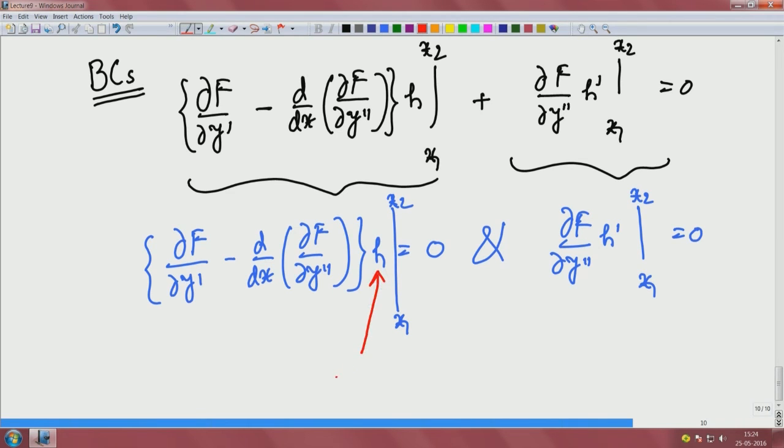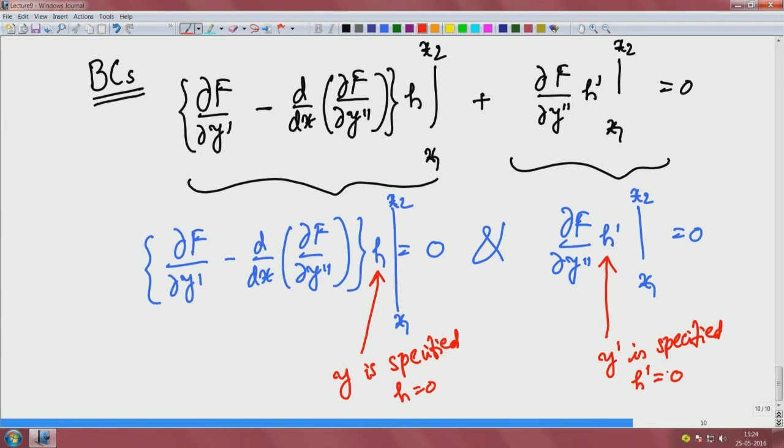When y is specified, h is 0. Similarly, if y prime is specified, h prime is 0. When it is not specified, this other part is equal to 0. When h is not specified, that is 0. When h prime is not specified, this is 0, like what we considered earlier.